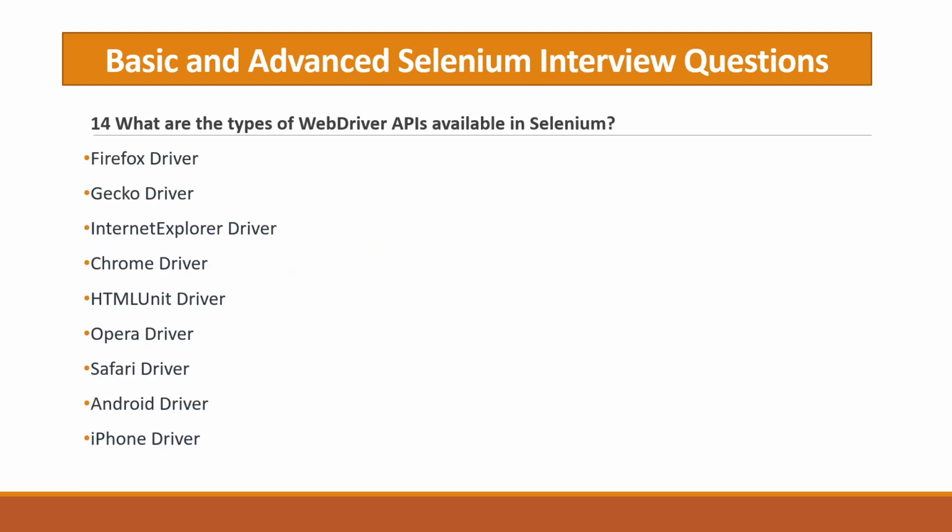Then the next question is, what are the types of WebDriver APIs available in Selenium? Here API means application programming interface. In our case, Firefox driver is an API, Gecko driver is an API. Likewise we can have different browsers along with different browser driver APIs. In the same way we can have headless browsers also, that is HTML Unit driver, and also Android driver, and also PhantomJS we can consider here as application programming interface drivers.